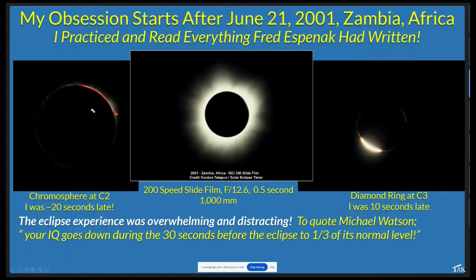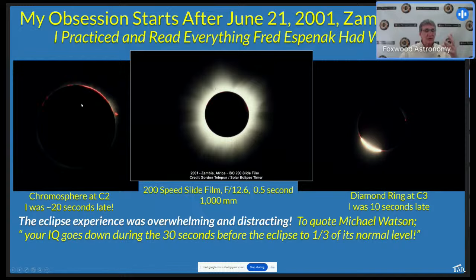But when I got there, I was so overwhelmed by the experience that I was late going into C2. So this is my first picture at C2, and it's chromosphere. So I'm 20 minutes late. I've missed Diamond Ring. I've missed Baily's Beads. But then I got good corona shots, and this was a 3-minute and 53-second eclipse.